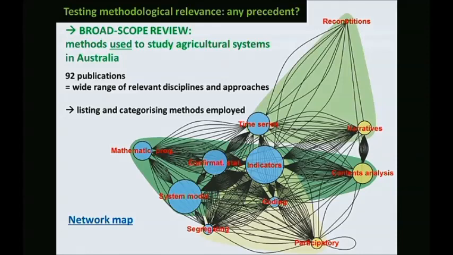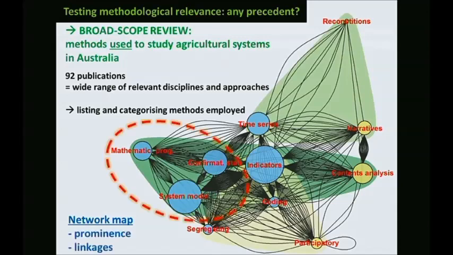This kind of representation is useful to demonstrate the prominence and the linkages of methods. So for instance, in Australia, lots of mathematical programming, and so that's MIDAS, for instance, system modeling with APSIM, and a lot of statistics, obviously.